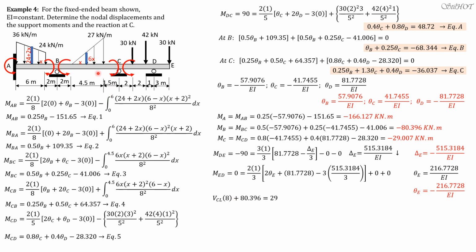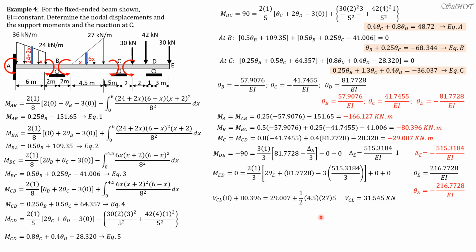So shear at C just to the left times 8 plus moment B, which is 80.396, equals moment at C, which is 29.007, plus the moment of this triangular load about B. So 1 half, 4.5 times 27. This moment arm is 3 plus 2, so 5. So shear at C just to the left is 31.545 kilonewtons.